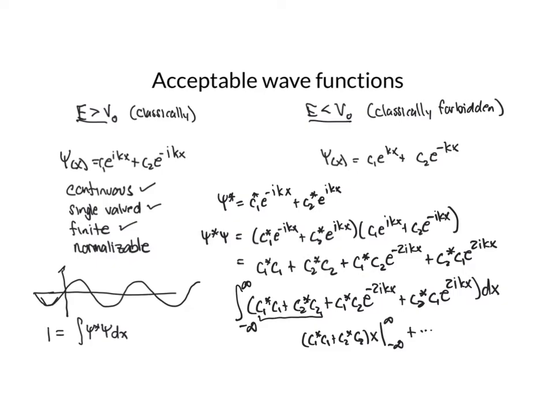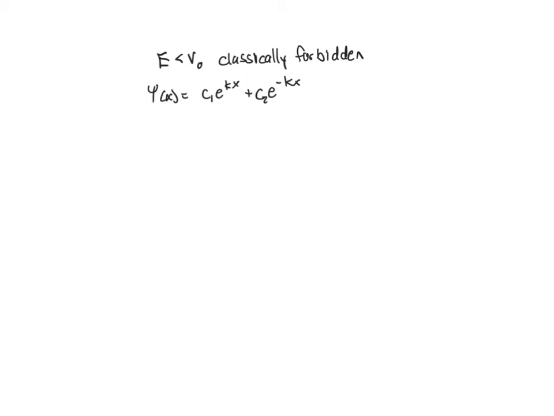So you'll notice that if I put infinity in for x, I get infinity. And then minus infinity in for x, I get a minus minus infinity, which is infinity. And that sums up to 2 infinity times my coefficients. And that can never equal 1. And so this function is not normalizable, and I'm going to have to figure out a way to fix up this classically allowed free particle wave function in order to get a normalizable wave function. Let's take a look at our classically forbidden solution.